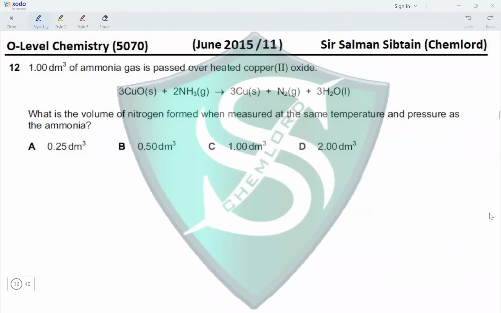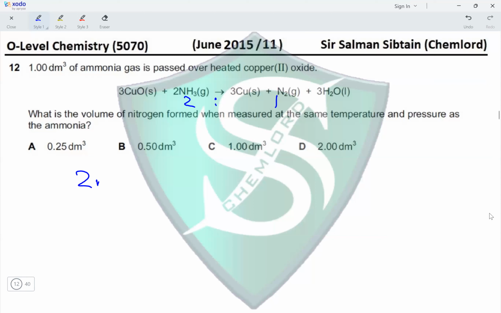Question 12. 1 dm cube of ammonia gas is passed over heated copper(II) oxide, and the equation is given. What is the volume of nitrogen formed when measured at the same temperature and pressure as ammonia? So since temperature and pressure are the same, the molar ratio would be equal to the volume of the gases.